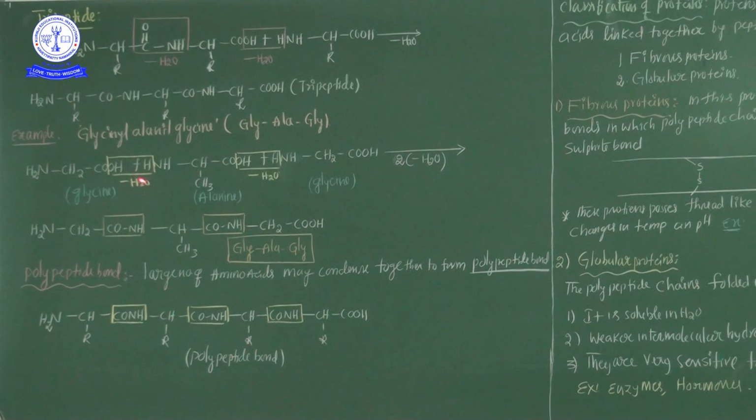Hence what happened? Two CONH bonds are formed. It's nothing but two peptide bonds are formed. So finally this is the form. This is one kind of protein, or rather, it is not a protein, it is a combination. Three amino acids are connected together. Gly-Ala-Gly is the shortcut form of this amino acid name. This is the tripeptide.